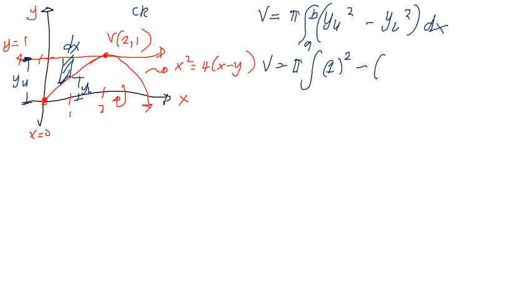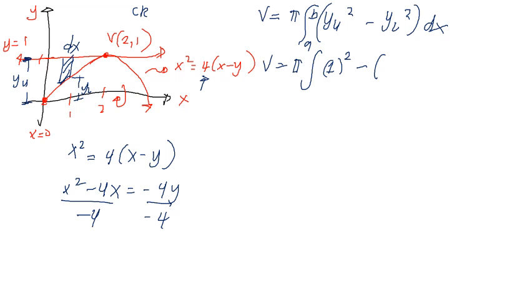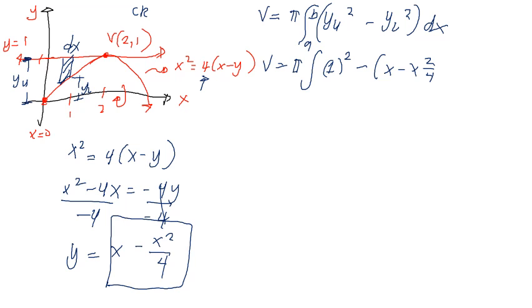To get the y lower, you need to isolate y in the equation of the parabola. So you have x squared is equal to 4 quantity x minus y. So x squared minus 4x is equal to negative 4y. So we need to isolate the value of y. Divide both sides by negative 4. So we get y is equal to x minus x squared all over 4. So this is now the value of our y lower, x minus x squared all over 4.